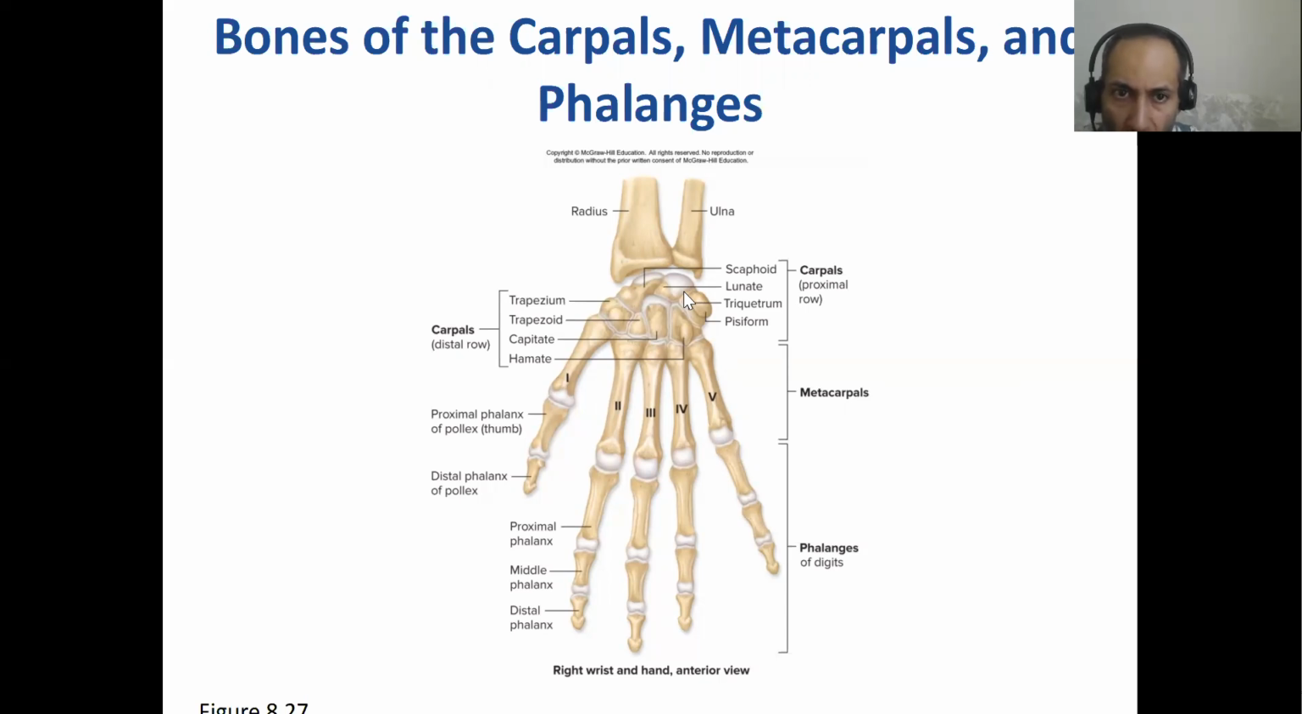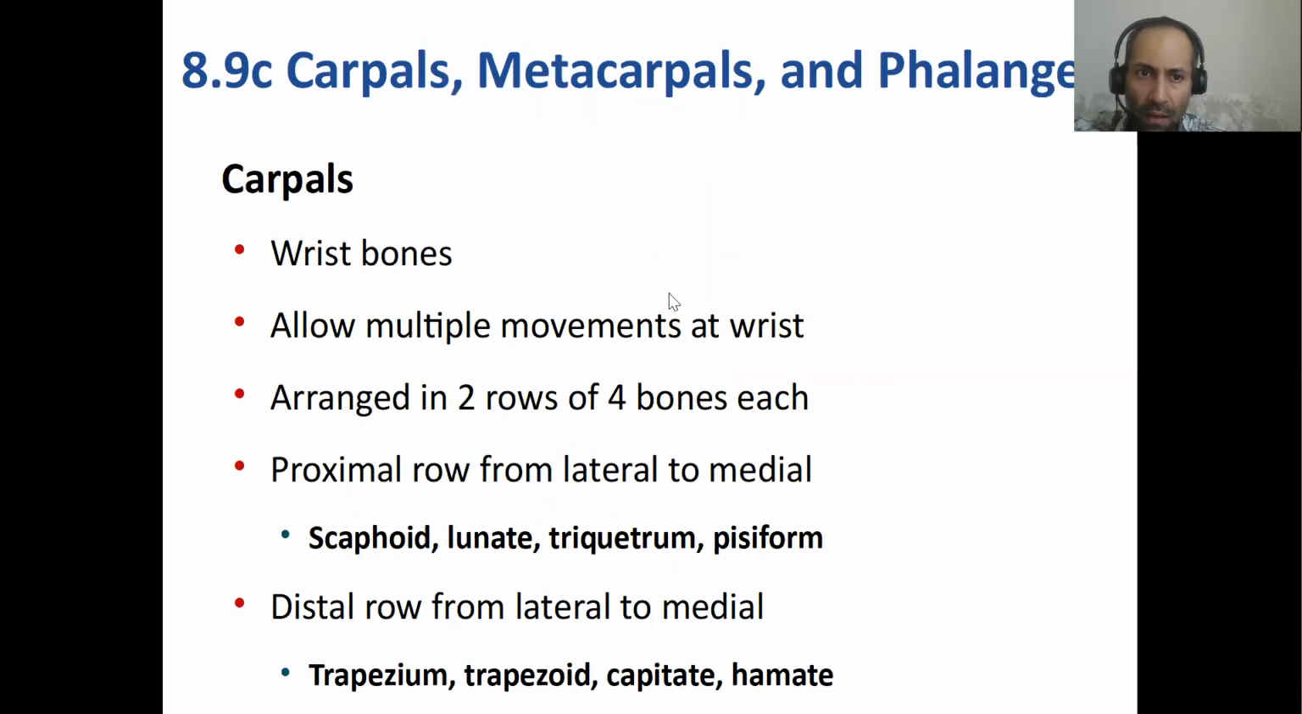And then again, we are looking at your lateral side, right? Radius away from the midline, ulna is towards your body. So from medial to lateral, right? So let's see what we have here. The lateral most is the trapezium. Then we have the scaphoid. Then you have the lunate, right? And then we have the hamate here, right? So these bones, this is the proximal row. If you see here again, from lateral to medial, scaphoid, lunate, triquetrum, and pisiform.